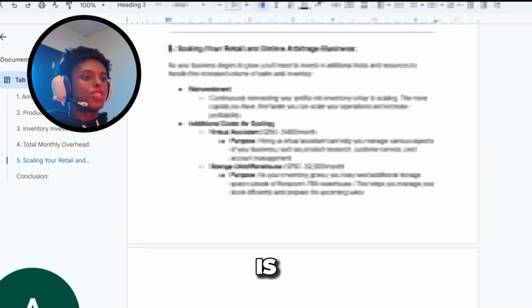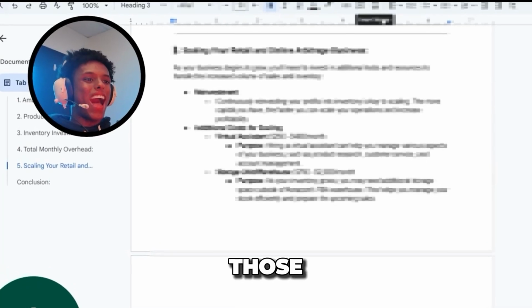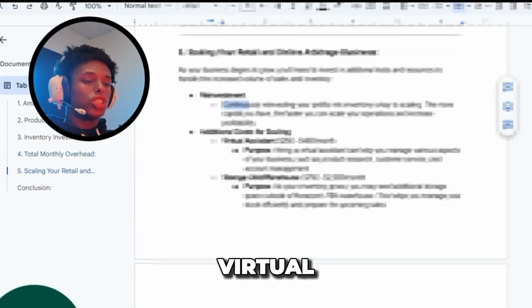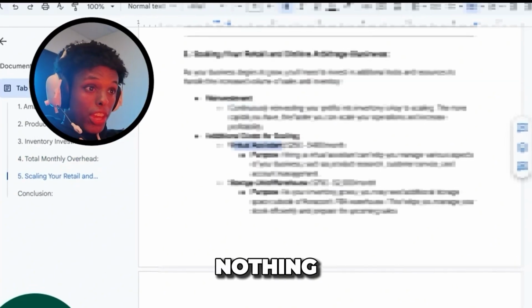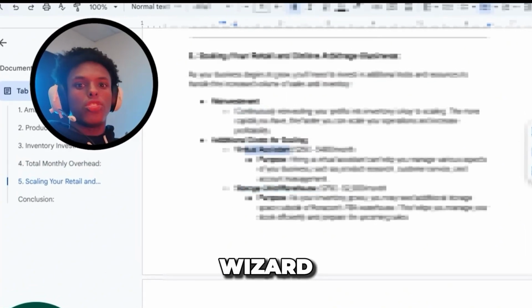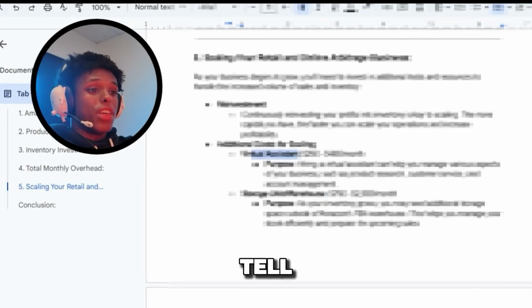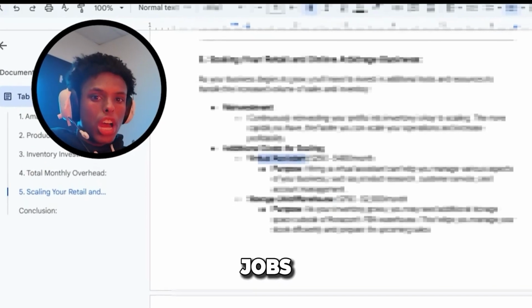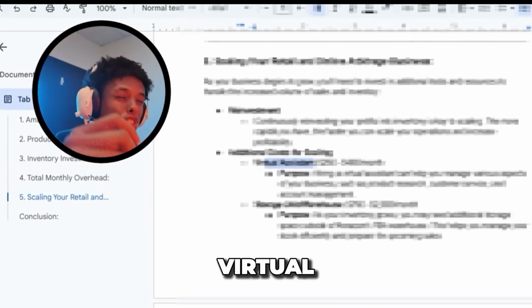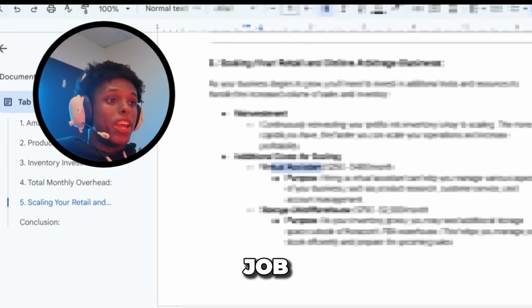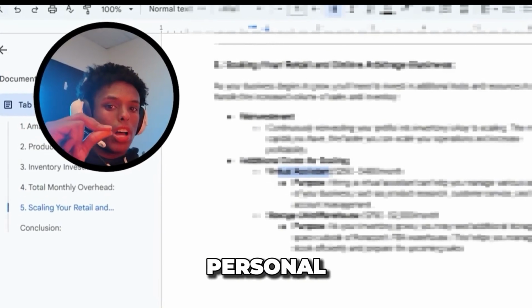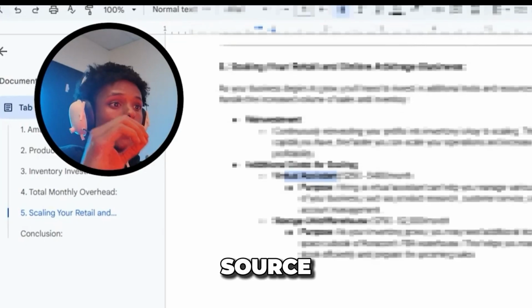Getting a virtual assistant is super important if you want to scale to those high 5-figure months. I have 2 virtual assistants that I've trained from nothing to product research wizard. They could find product. They could find leads. I'll tell you that. What you're basically going to do is go to online jobs and hire a virtual assistant. You're going to post a job and say, I need a personal assistant. Don't say you want a lead sourcer for Amazon.